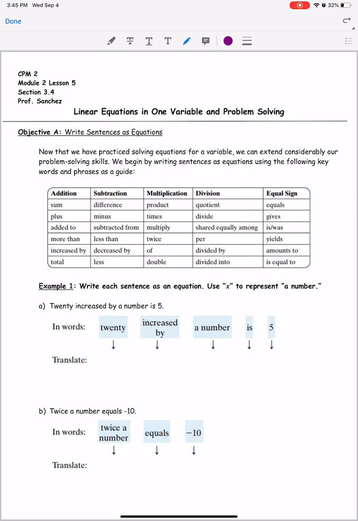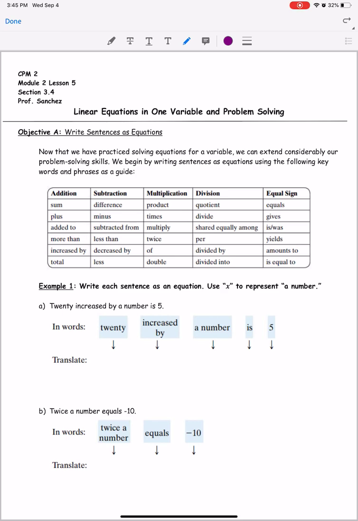So, example 1, write each sentence as an equation. Use x to represent, in quotes, a number. So, 20 decreased by a number is 5. Just kind of do it chunk by chunk, and that's what these little boxes here are kind of doing.